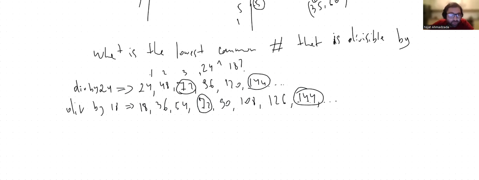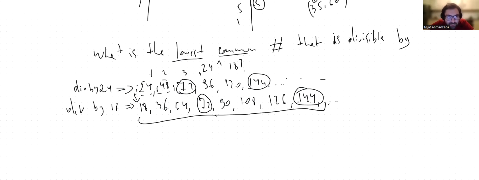Probably we will be able to find some more numbers, but we are looking for the lowest common number that is divisible by those two. What is the lowest one? For example, 24 is pretty low. Is it common? Can we see 24 on this 18 side? No, we can't. Can we see 48 on this side? No, we can't, but we can see 72 here and here. That's why the lowest common number that is divisible by 24 and 18 is 72.